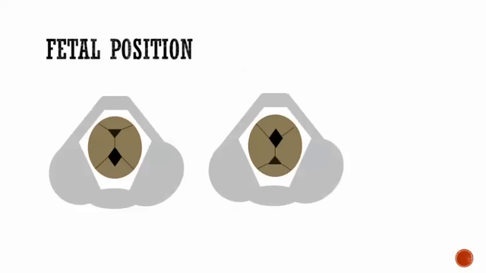Position is, generally speaking, a further classification or division of a vertex presentation. You have a vertex presentation, so you have the head coming out, and you're feeling the skull here with the fontanelles. That's the vertex presentation. And now you want to know the fetal position. The way to figure that out is you look at how these fontanelles are oriented, or how the head is oriented with respect to the maternal pelvis.